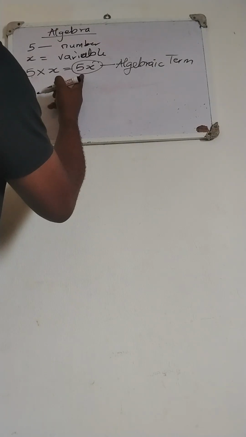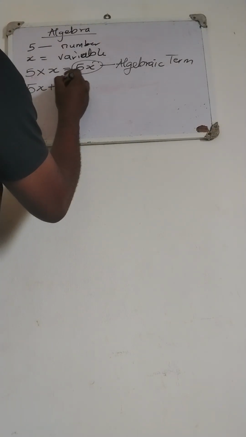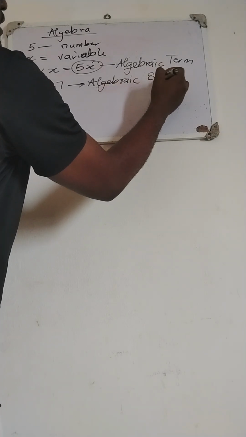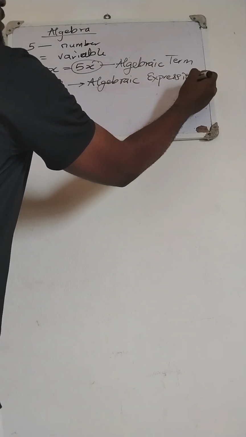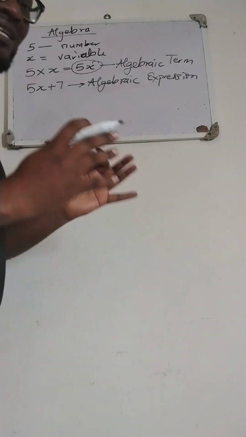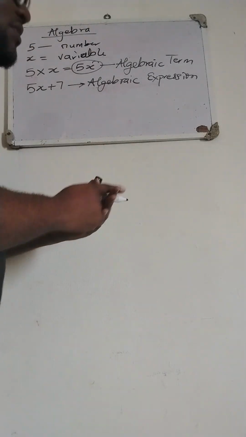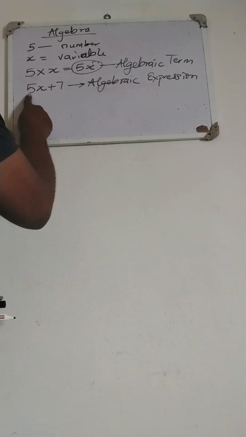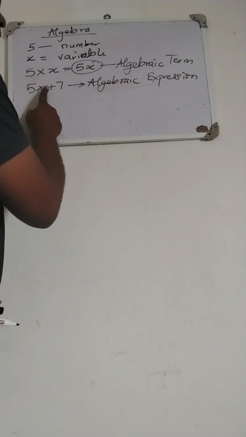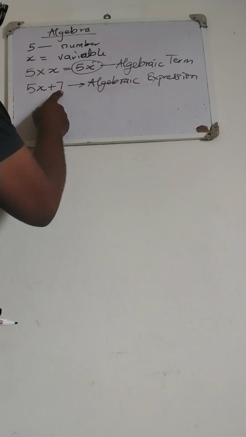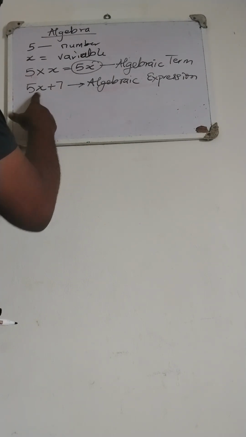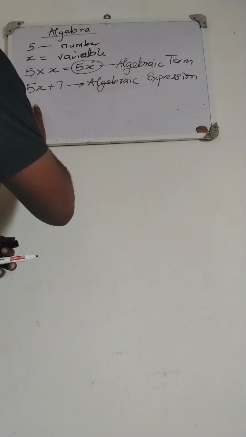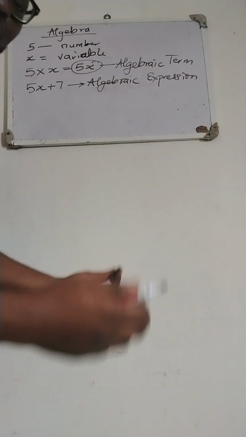Okay? Algebraic term. So if you have this plus 7, this is an algebraic expression. Why is this an algebraic expression? It's an expression because we can say it in English. Like, add 7 to the product of 5 and an unknown number. So we have just made an expression. Now representing it mathematically gives us an algebraic expression.